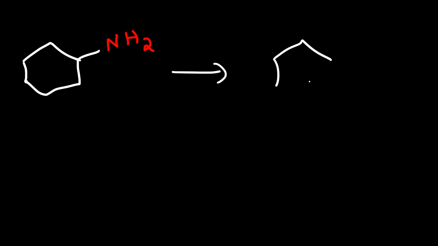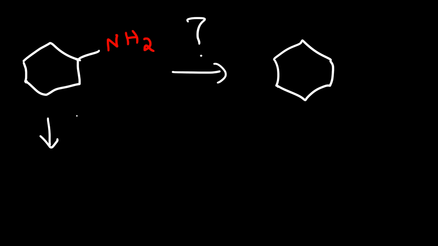Now, let me give you another example. So let's say we have an amine. How can we convert it to cyclohexane? So how can we completely get rid of the NH2 group? What reagents do we need here?